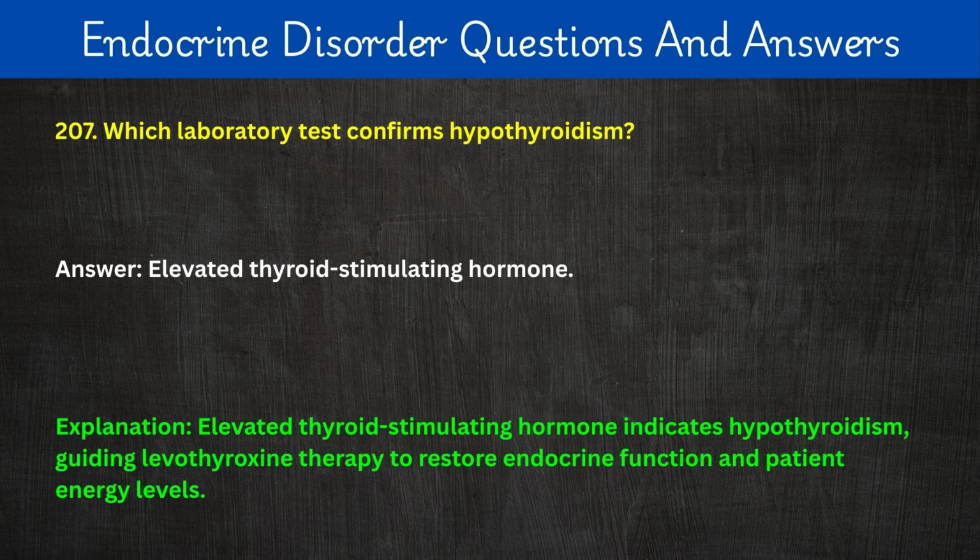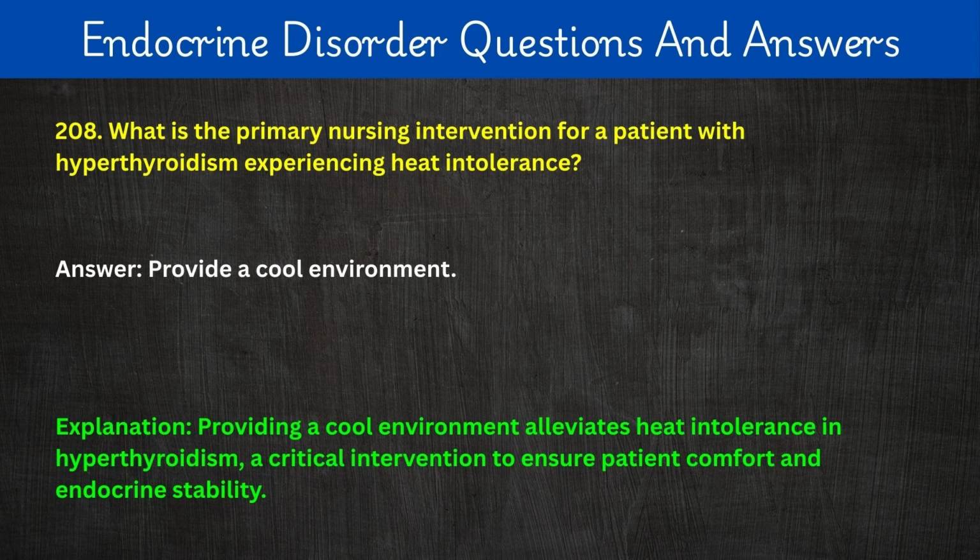207. Which laboratory test confirms hypothyroidism? Answer: elevated thyroid-stimulating hormone. Explanation: elevated thyroid-stimulating hormone indicates hypothyroidism, guiding levothyroxine therapy to restore endocrine function and patient energy levels.